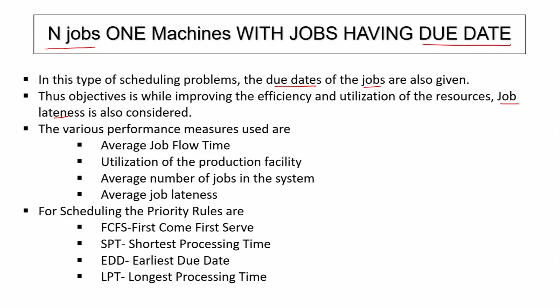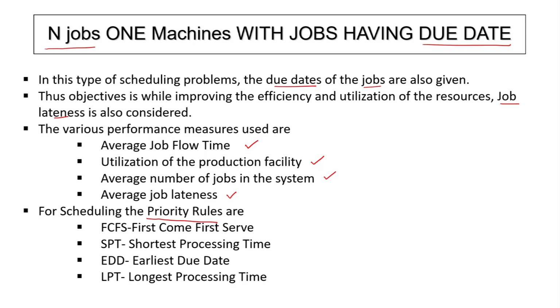Then the various performance measures which we are going to use here are average flow time, utilization of the production facility, average number of jobs in the system, and average job lateness. So, we will consider how much time the job remains in the manufacturing system, and also how much is the utilization, number of jobs in the system and average job lateness. We are also having certain priority rules which we are going to examine, and based on the performance of these priority rules, we will select the one which is giving the best answer, and the sequence of the jobs which gives the best answer.